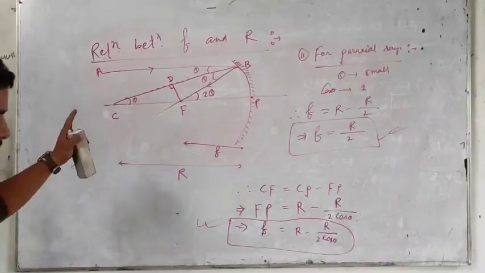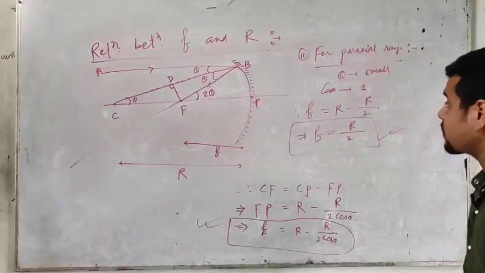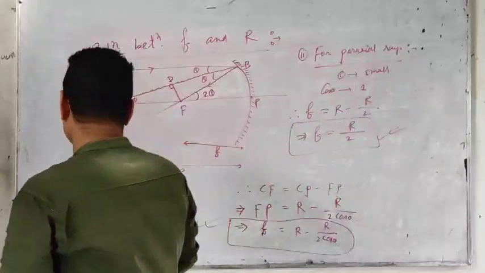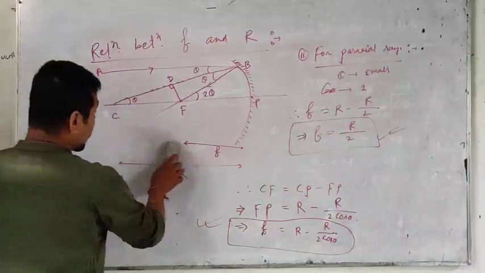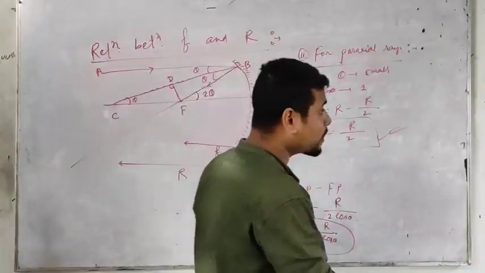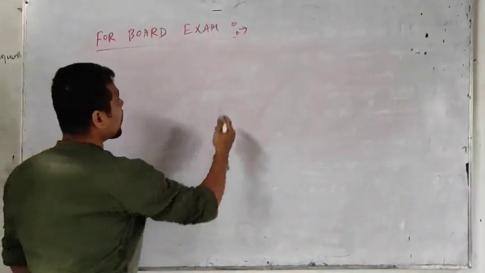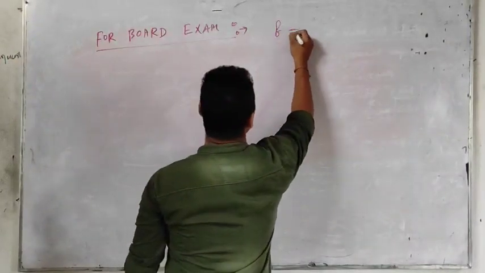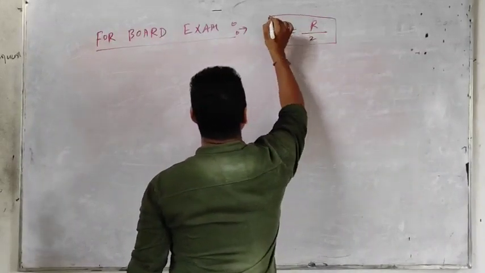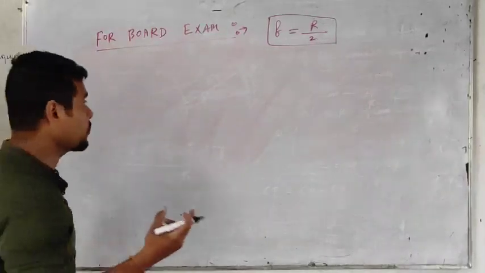So, this is the relation between focal length and radius of curvature for paraxial rays. Clear? So, this is not the correct way to derive the relation in NCERT. Okay. So, I will discuss the way so that you can write it in the board exam. The relation f is equal to R by 2 is for paraxial rays.